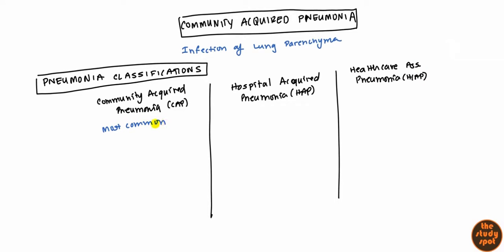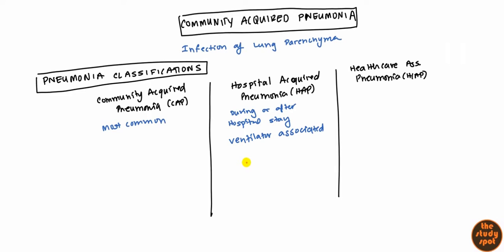Community-acquired pneumonia is the most common. This is when a patient just walks into the clinic, they've never had any history of hospitalization or any type of association with a nursing home, then it's going to be community-acquired pneumonia. Hospital-acquired pneumonia is generally going to be during or immediately after some hospital stay. And here there is also ventilator-associated pneumonia, and these are patients who are intubated. They tend to get a particular type of pneumonia.